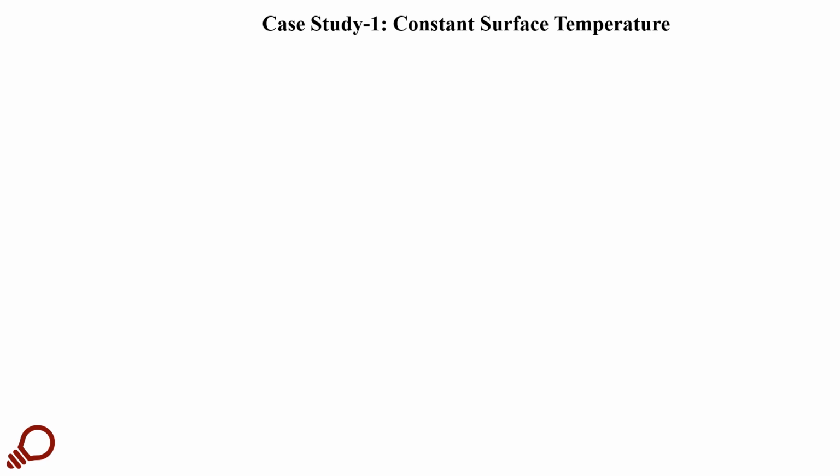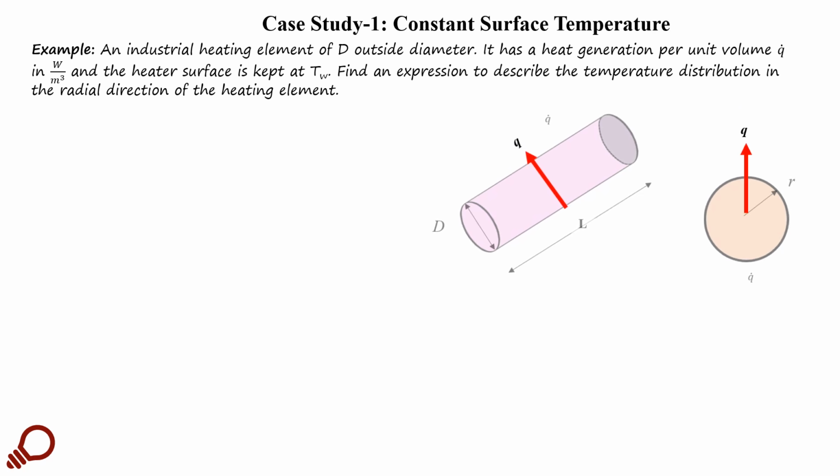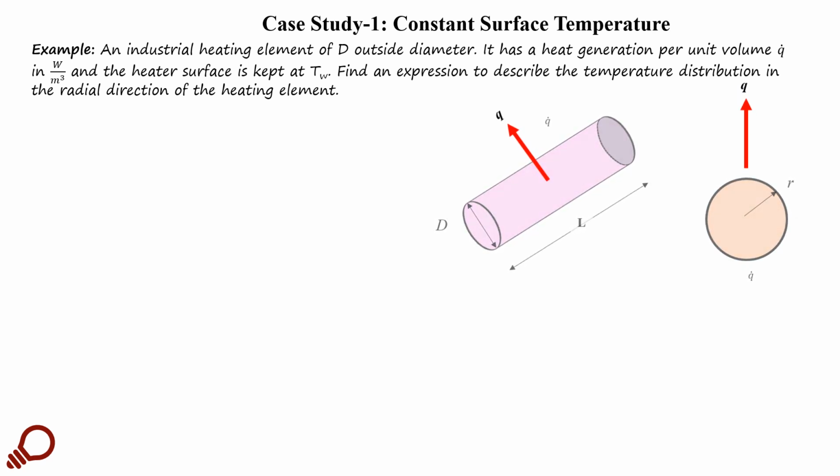Let us consider the case where the heating surface of a cylindrical heater is considered as a constant surface temperature. For example, we have an industrial heating element with a diameter of D and length of L with heat generation inside that element where heat conduction occurs, and the q is perpendicular to the heating surface. And we need to find an expression for the temperature distribution in the r direction of the heating element where a fixed temperature is considered at the wall.